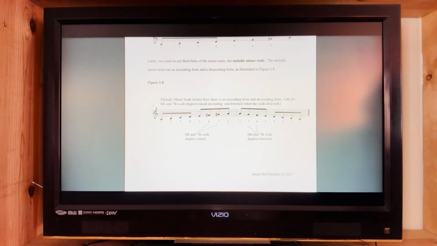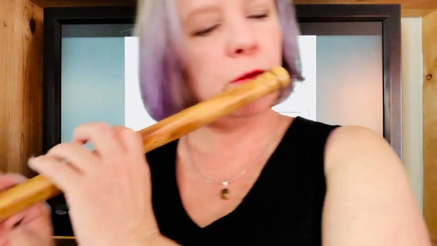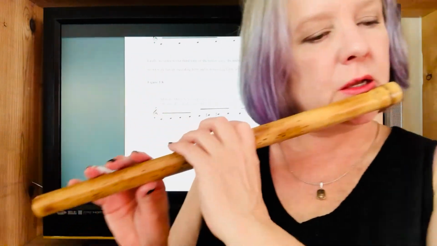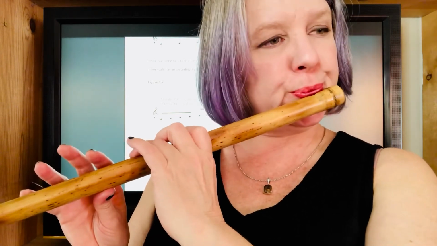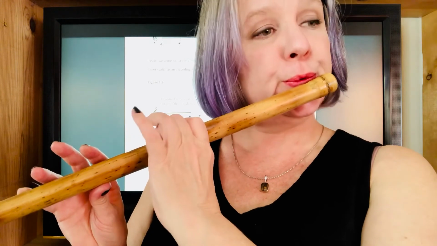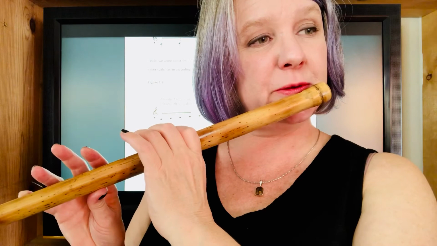So let's see if Miss Cary can play the melodic minor scale. So 1, 2, 3, 4, 5 will be just like the natural minor. 6. Raise both of those, 6 and 7. Coming down, natural.